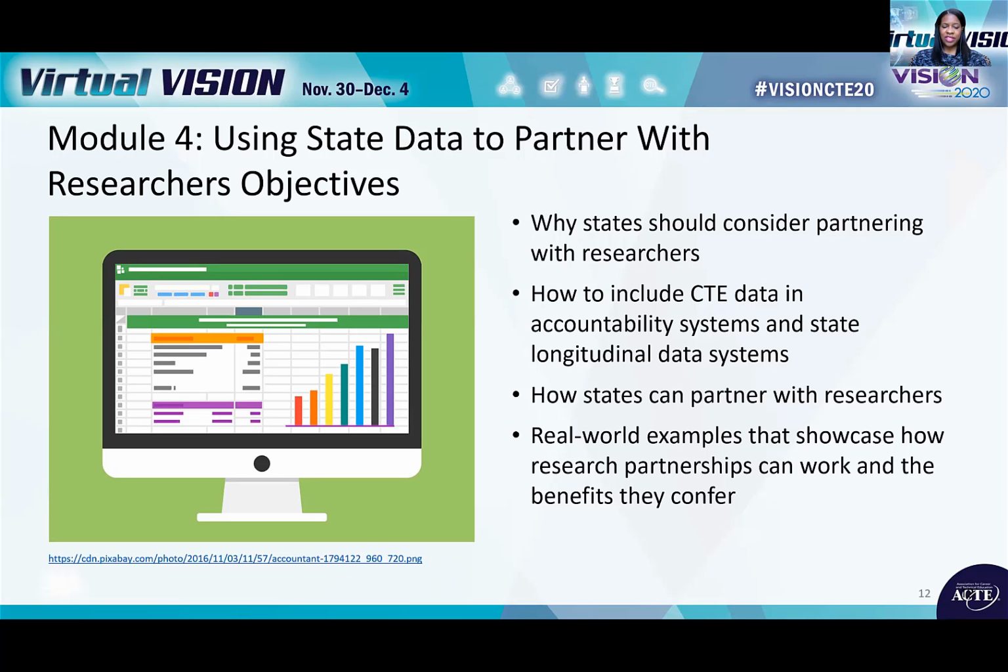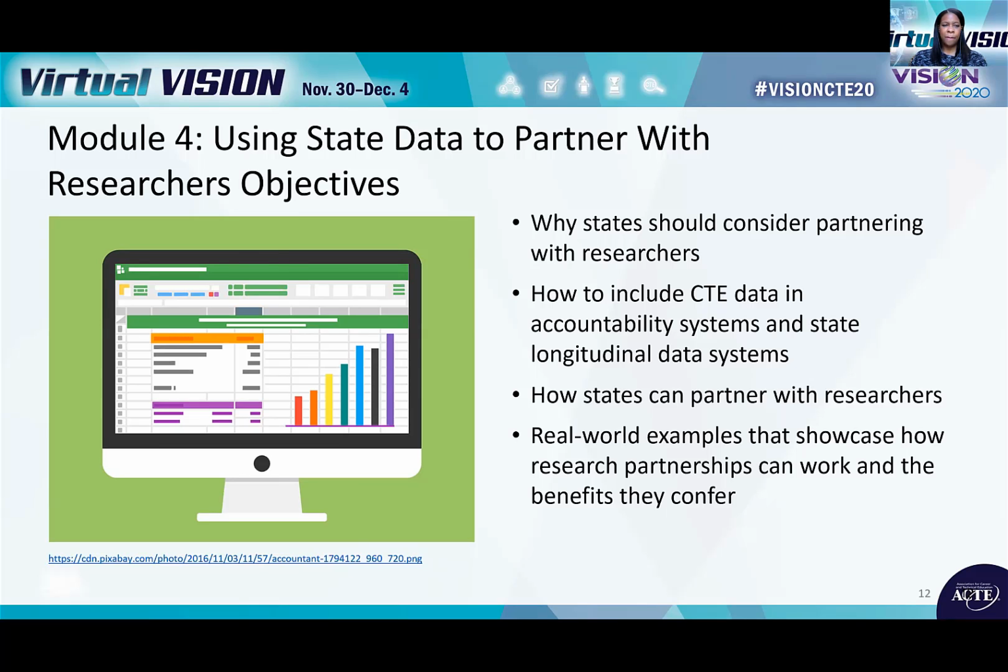So the objectives in this module, again, why you should consider partnering with the researcher, how to include CTE data in accountability systems and state longitudinal data systems, ways in which you can partner with researchers, and again, showcasing real-world examples for how research partnerships really can work.